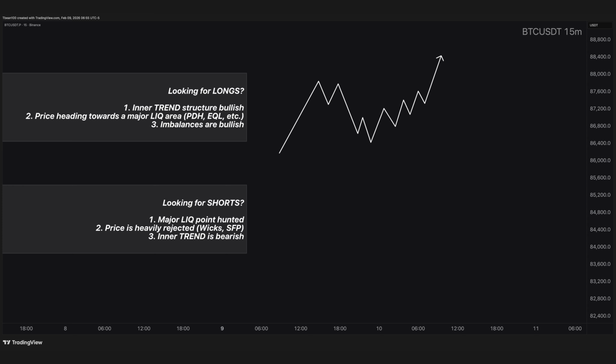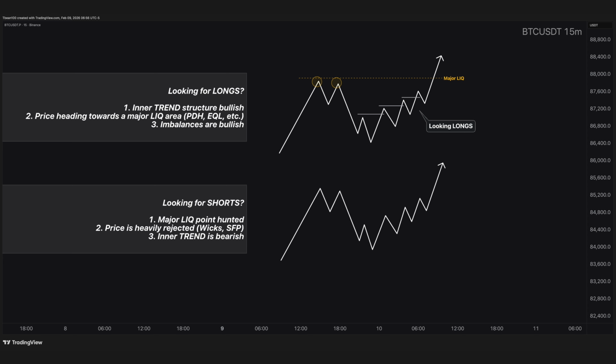When it comes to longs, if you notice that the internal trend structure is clearly bullish, that is usually a strong clue. Then you want to ask yourself, is the price moving towards a major liquidity like the previous week's high or a set of equal highs? Then another small clue is when the imbalances are bullish and actually supporting the overall trend in that direction. That's basically how you should be looking and thinking about long trades in the market.